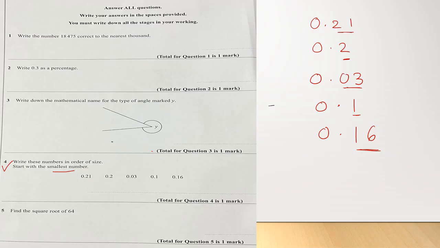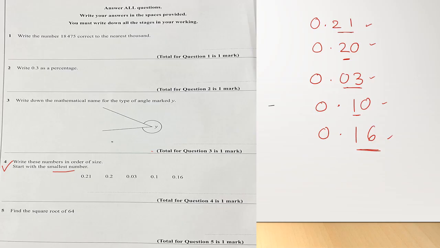So I will make this 0.2 into 2 digits. I will add the 0. 0.03 is already in 2 digits. And then next is 0.1. I will add the 0. It will now be 0.10. And then 0.16 you have already in 2 digits. So now you can see I have made all the numbers 2 digits. Can you see? Yes. So all the numbers are in 2 digits.